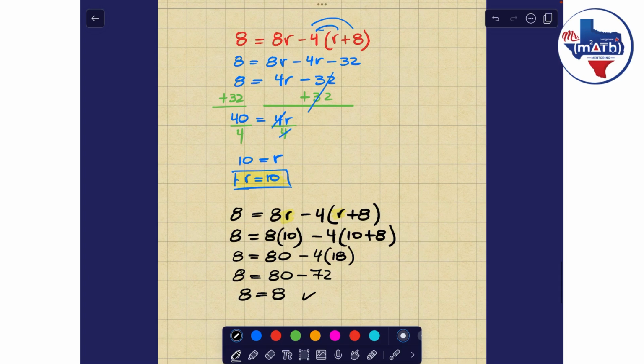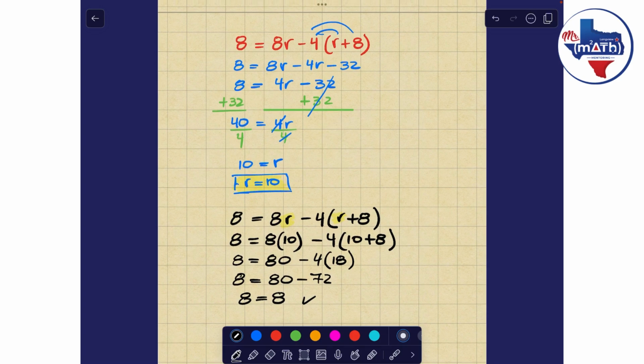Therefore, we have verified that the solution r equals 10 is valid.